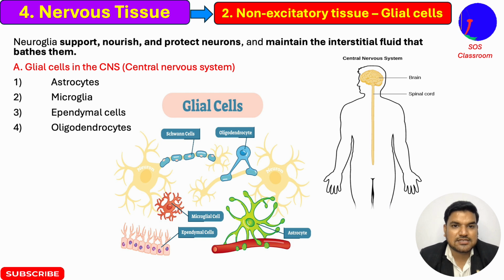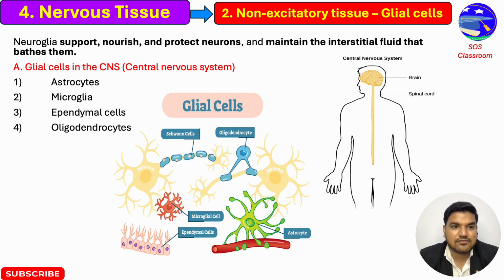Next tissue is the non-excitatory tissue, that is glial cells. Neuroglia or glia support, nourish, and protect the neurons. So we can say this is the supportive tissue of the neurons and maintains the interstitial fluid that bathes them. So what cells are present in the central nervous system? Glial cells are present in the central nervous system. Central nervous system means the glial cells present in the brain and in the spinal cord. The central nervous system includes the brain and spinal cord.